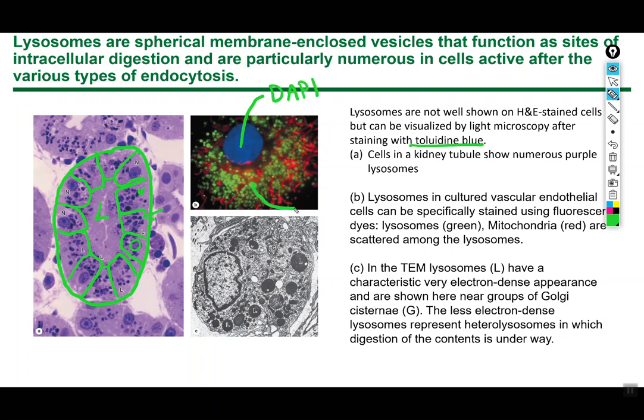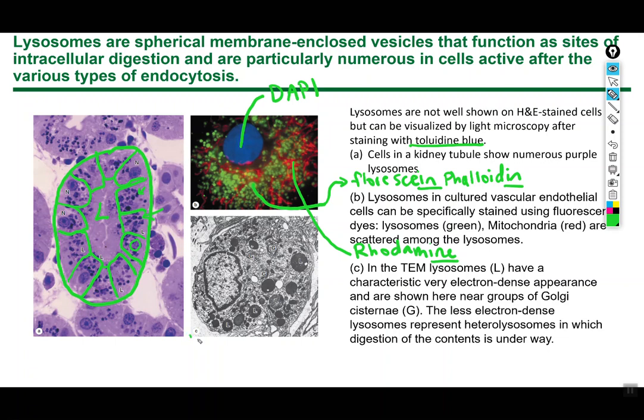The green fluorophore is probably fluorescein or phalloidin, and the red is rhodamine. So these are all proteins. They just happen to be proteins that fluoresce under UV light.